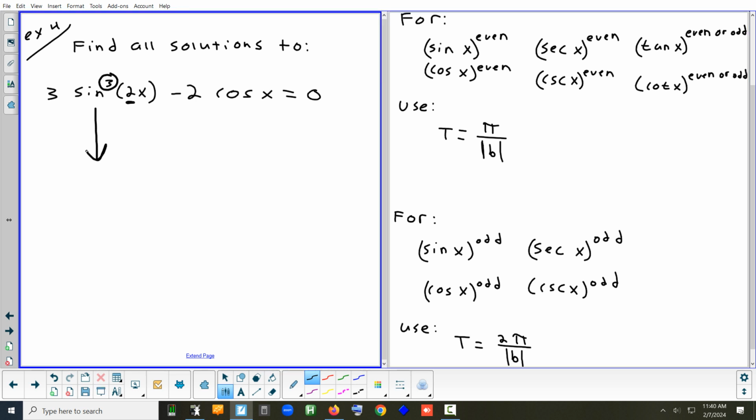So let's look at sine to an odd power. What's the formula to find the period when you have sine to an odd power? Yeah? So 2 pi over b. What's b in this case?